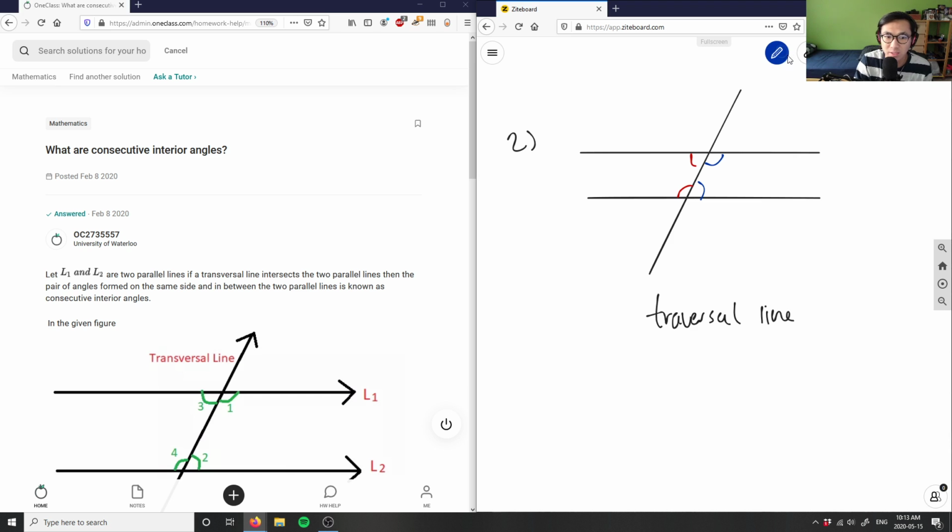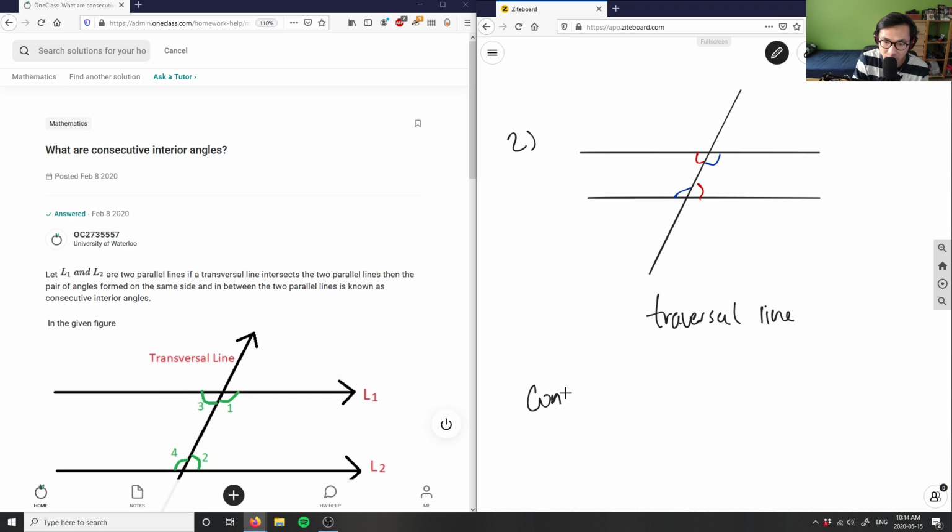So the blue ones here are going to be, actually no, let me redraw these guys here. The blue ones are going to be opposite of each other, and the red ones will be the same here. So drawing this here, what are consecutive interior angles? Well, basically they are angles that here are consecutive and they add up to each other here.